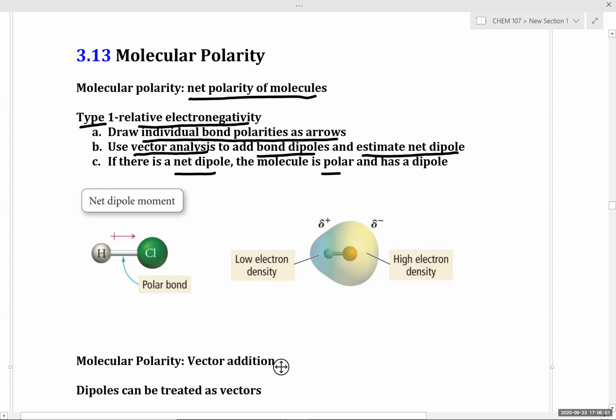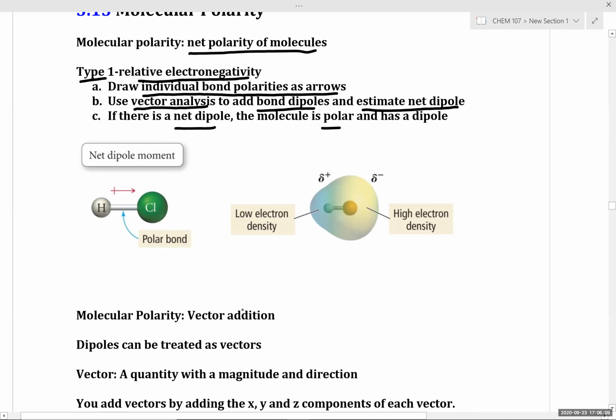So looking at a very simple example, in hydrochloric acid, otherwise known as HCl, we have a polar bond, right? Chlorine's more electronegative than hydrogen, so chlorine will pull electron density towards itself. Since our molecule has just one bond and the bond dipole is pointing towards chlorine, there is a net bond dipole, and as a result, there is a net molecular dipole.